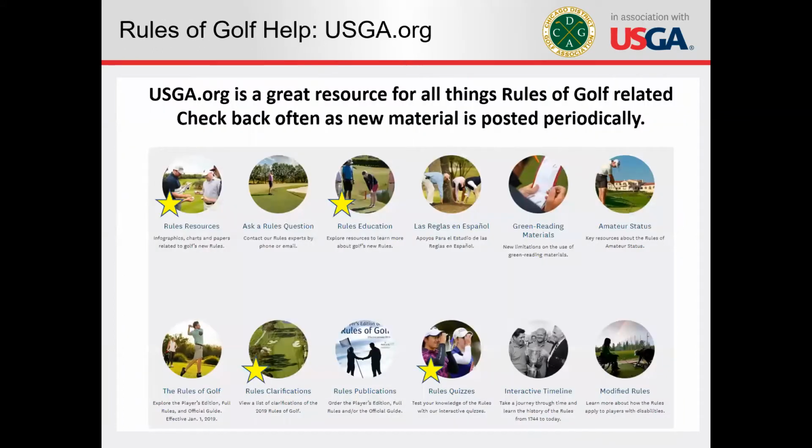If you're looking for additional help on the rules, you can go to usga.org. There's a wealth of information. It includes many rules resources, additional rules education opportunities, clarifications pertaining to the current rules, and online quizzes on the rules of golf. Those are just a few of the things that are available on this website.